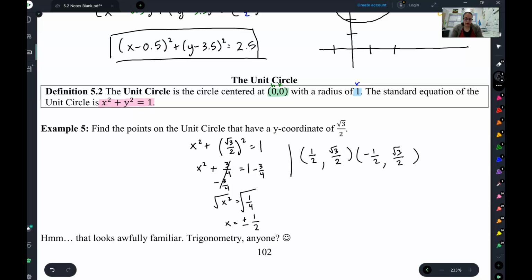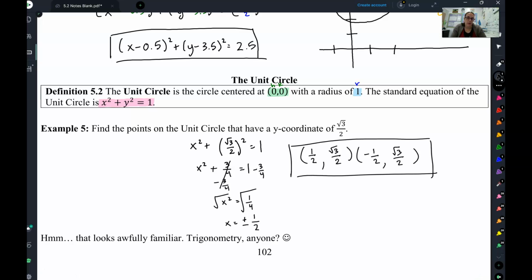Now, these points might seem a little familiar if you remember anything from the unit circle. But like I said, don't worry too much. We're really not talking about the unit circle anymore. We're just showing that there are some connections between circles and trigonometry. So if you move on to take 1060, we'll talk about this a little bit more, but no longer in this class. So that is all we have for 5.2 today.